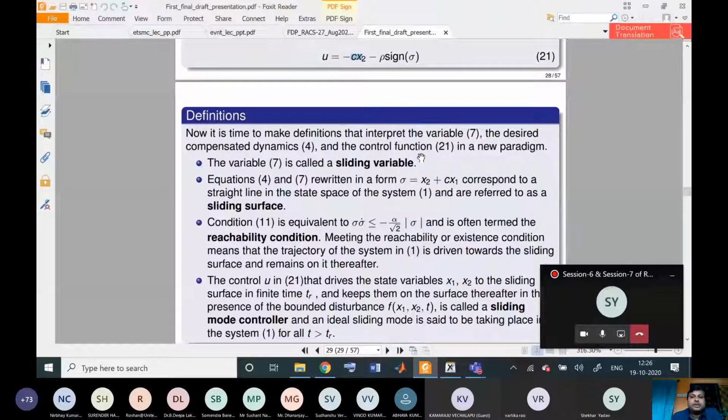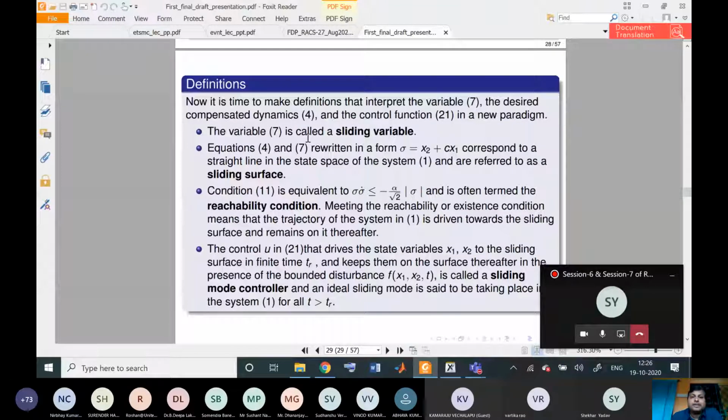Now we will define some things. The variable sigma is called the sliding variable, and equations 4 and 7 rewritten in the form sigma equal to x2 plus c into x1 correspond to a straight line in the state space of the system, referred to as the sliding surface. So basically we want to reach that sliding surface, and the condition sigma dot less than or equal to minus alpha by root 2 mod of sigma is often known as the reachability condition.